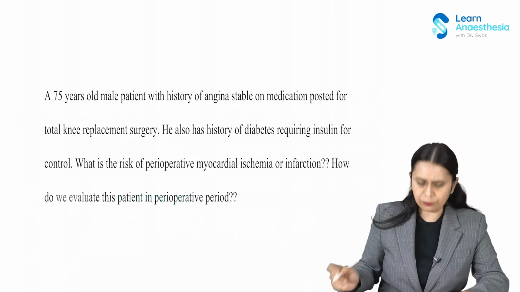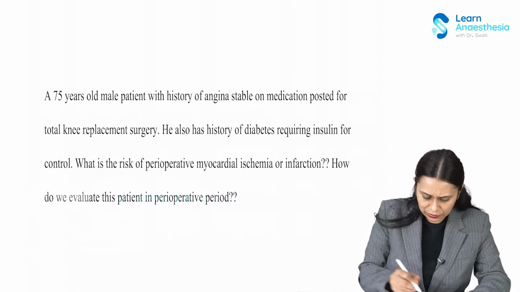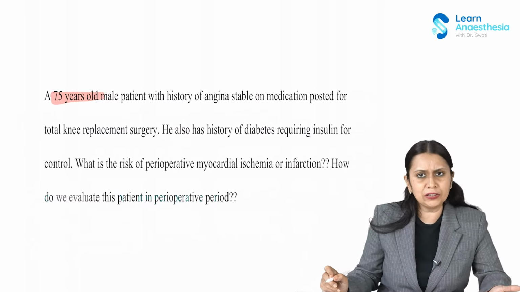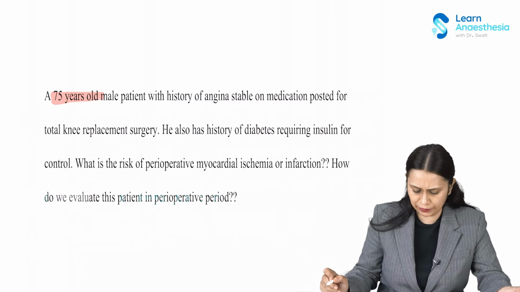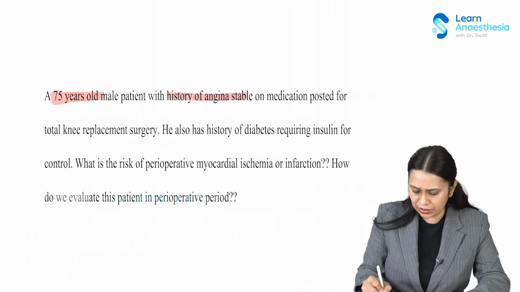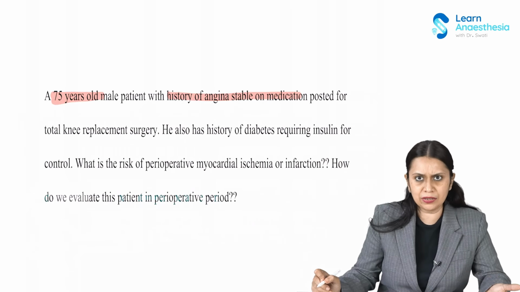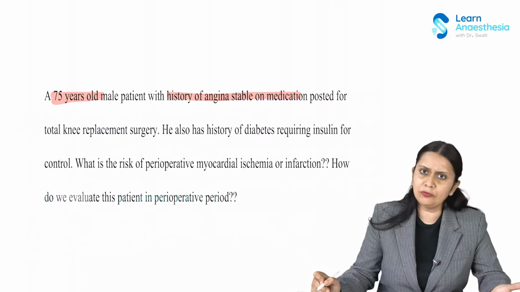So I received a patient who was a 75 years old male. So first thing was the patient was 75 years. So is age a factor that increases the risk of myocardial ischemia or infarction? We will see. Then the patient has a history of stable angina on medication. So the patient has a history of coronary artery disease. Whether a history of coronary artery disease increases the risk or not, we will see.